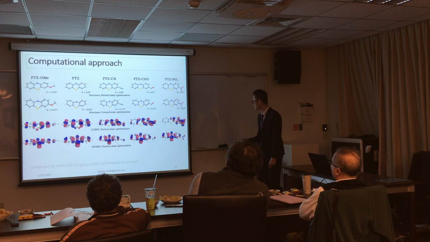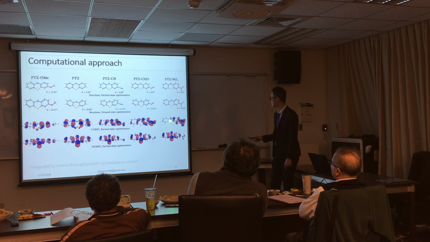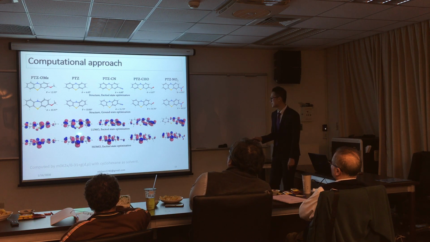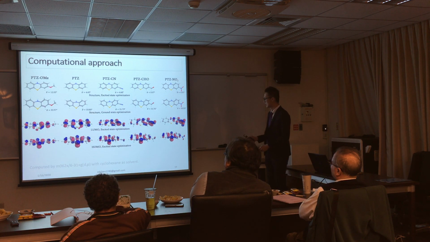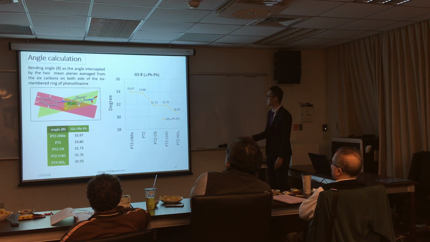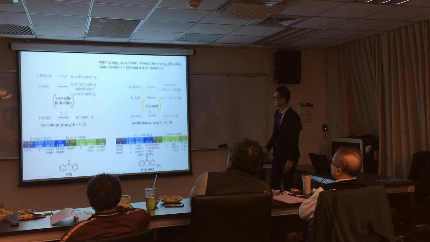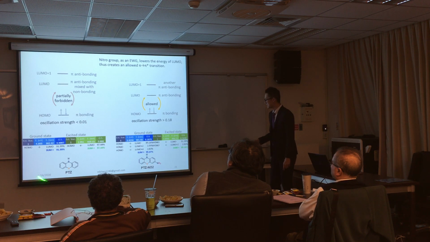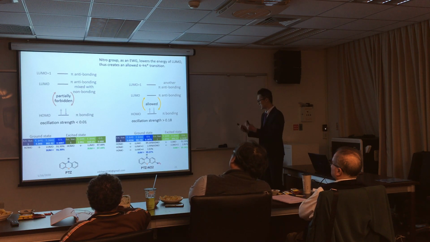Another interesting thing: if we focus on sulfur, for PTZ and PTZOME, there is a non-bonding orbital over here on the sulfur, and this provides a clue to our long-awaited question. Here was our angle definition, and here is the angle trend. Why do PTZ and PTZNO2 have such a significant difference in emission?